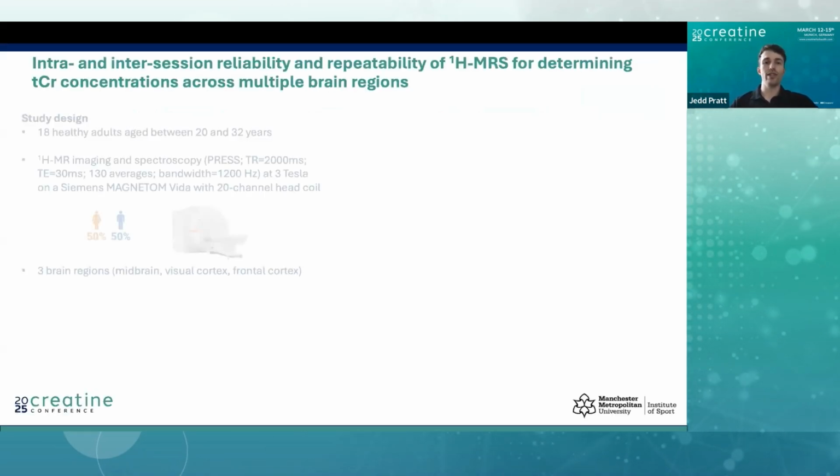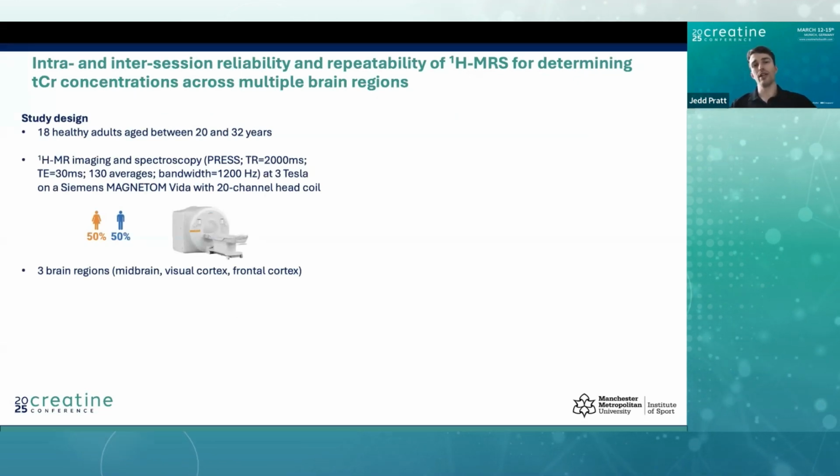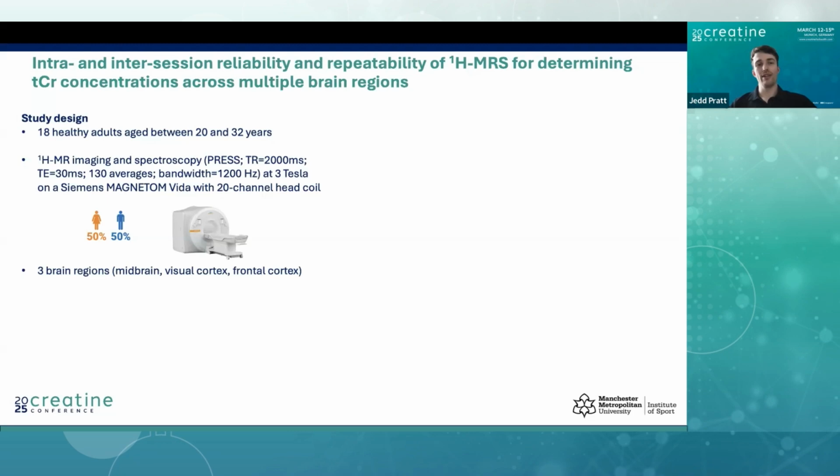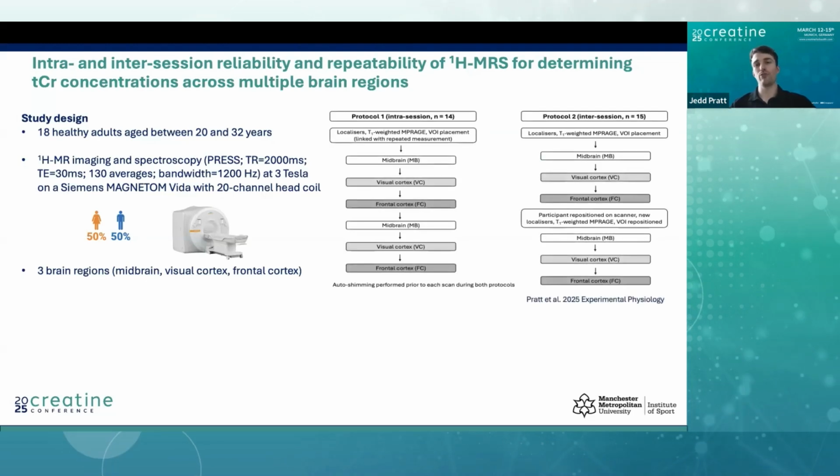For this study, we recruited young healthy adults between 20 and 32 years. Half were female, half were male. We brought them in and put them onto our 3 Tesla scanner here with our 20-channel head coil. We selected 3 different brain regions: the midbrain, the visual cortex, and the frontal cortex. And we set up 2 different protocols.